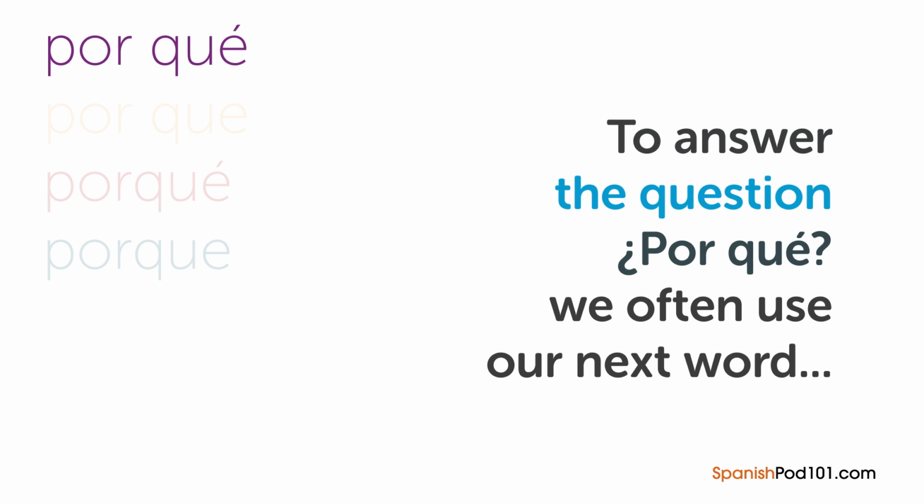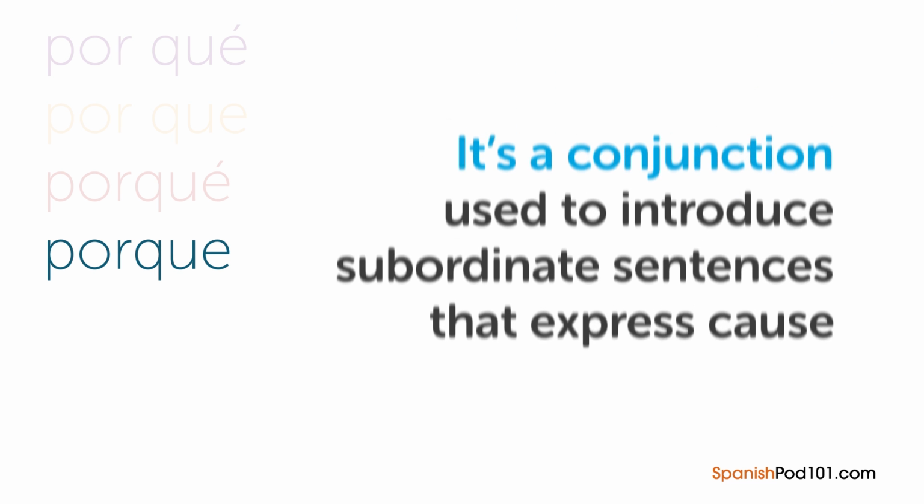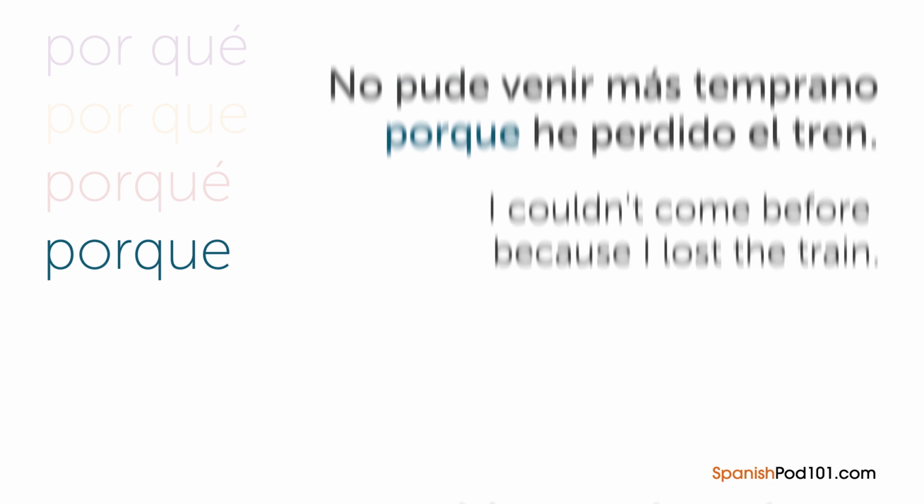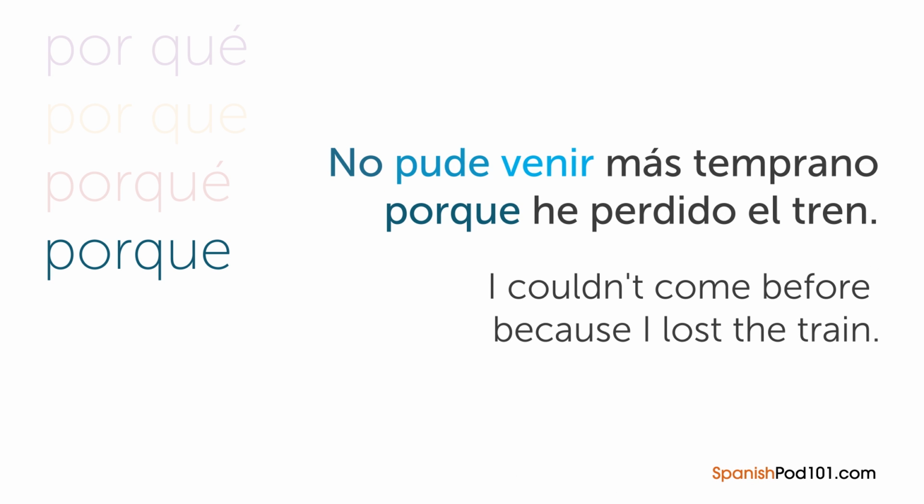To answer the question, ¿por qué?, we often use our next word, porque. All one word and no accent over the E. It's a conjunction used to introduce subordinate sentences that express cause. For example, no pude venir más temprano porque he perdido el tren. Meaning, I couldn't come before because I lost the train. In this case, porque functions as because.